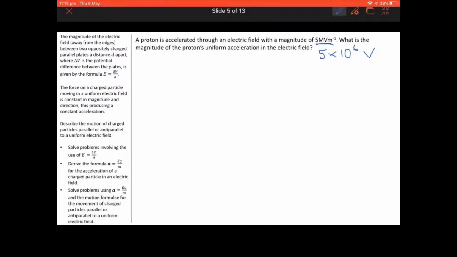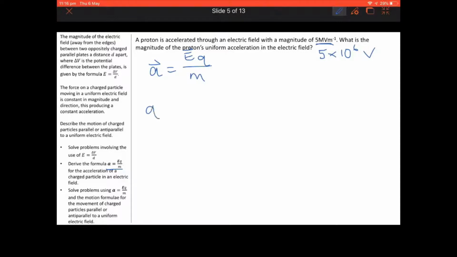So we'll use our acceleration rule, which is a equals the electric field magnitude or strength times the charge, and then divided by the mass. On your formula sheet, you'll be given the charge of a proton. You'll also be given the mass of a proton. The charge of a proton is just going to be equal to the charge on an electron, but opposite. Electrons are negatively charged, protons are positively charged, because they balance each other out.